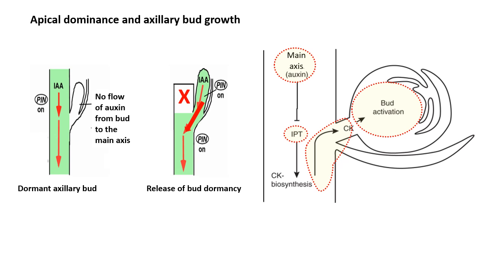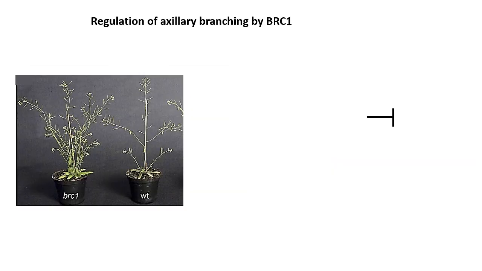Now let's see how axillary bud growth is regulated. While looking at the regulation of axillary bud growth, there is a gene known as BRC1 which plays an important role. A key branching transcription factor, BRANCHED1, in short BRC1, is expressed in the axillary buds and is an inhibitor of axillary bud growth.